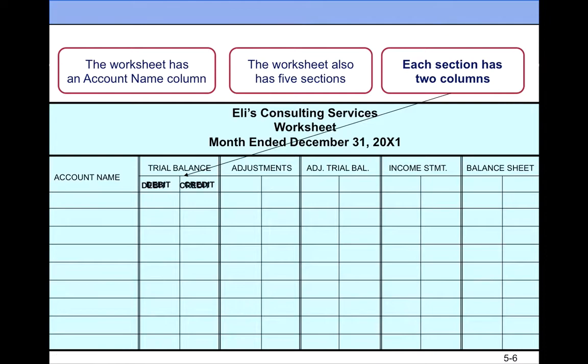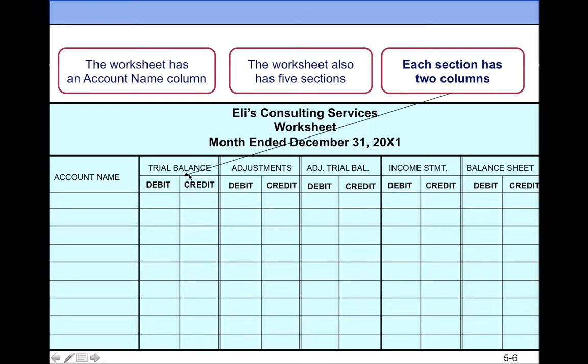So this is how the worksheet looks. We've got the account name column, and then we have 5 pairs of money columns. The worksheet has, of course, the title with who, what, and when. And the money columns, like I said, are 5 pairs of debit and credit. So together there are 10 money columns. That's why I call it a 10-column worksheet.